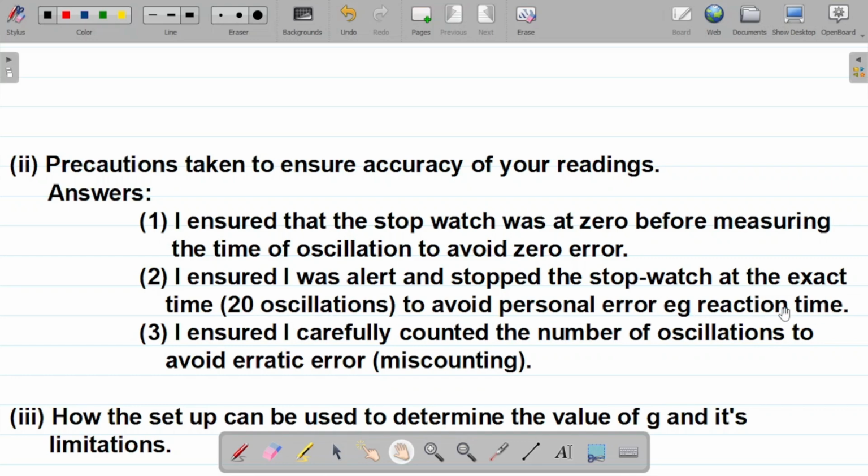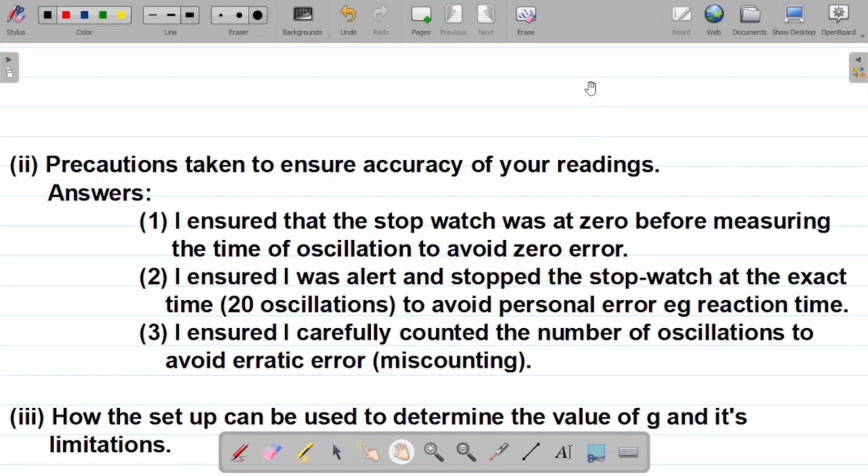Now reaction time is what happens when you don't stop it at 20. So the pendulum bob swings, let's say 17, 18, 19, 20. Before you stop the stopwatch, it's already 21. That's an error due to reaction time. So I said I made sure I avoided it. When we say zero error, the number one here, zero error occurs when your stopwatch is not at 0, and then you start taking readings.